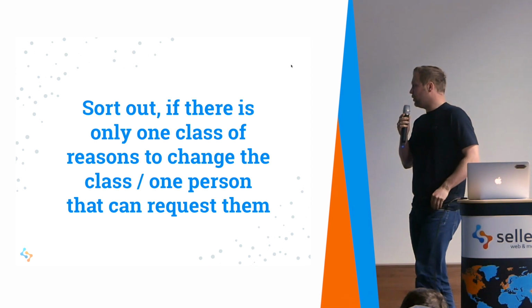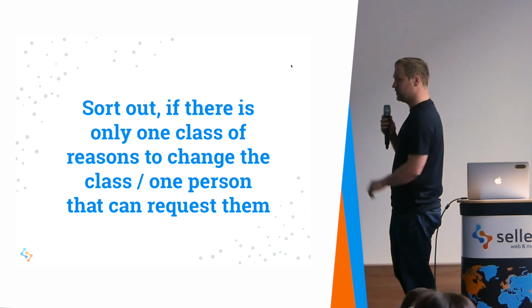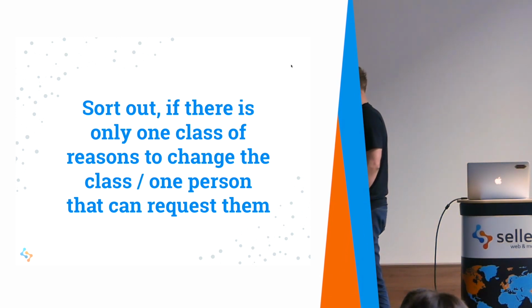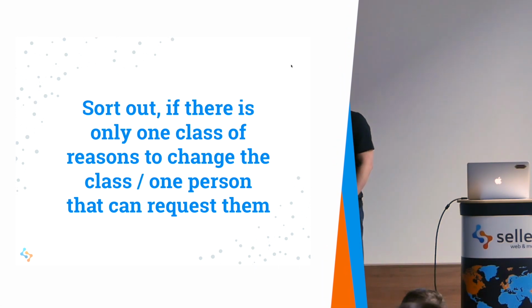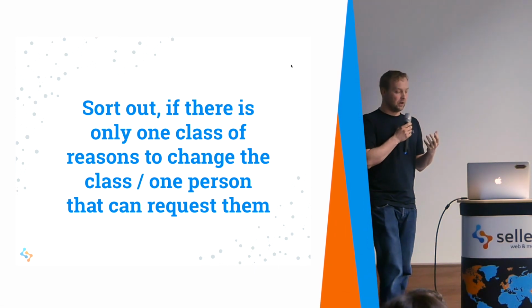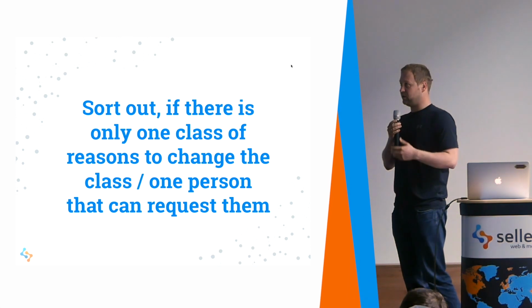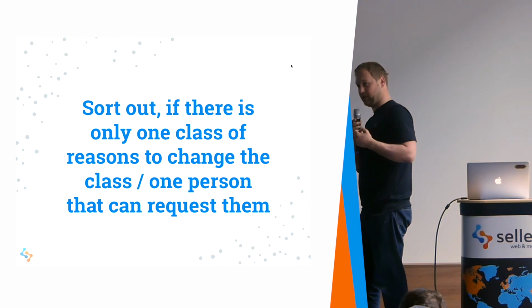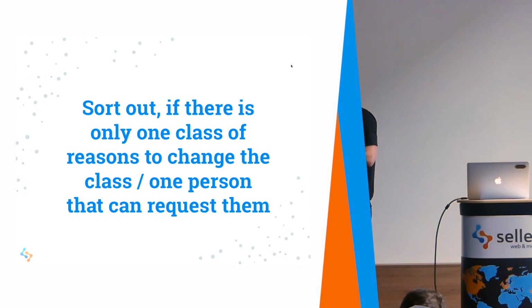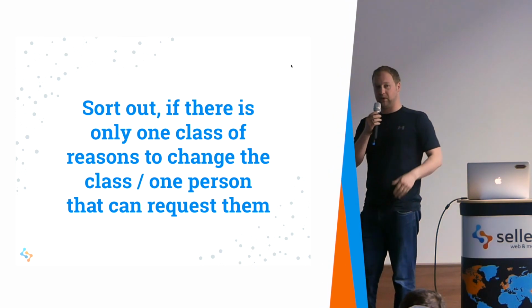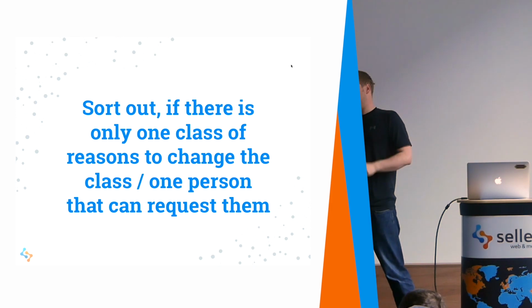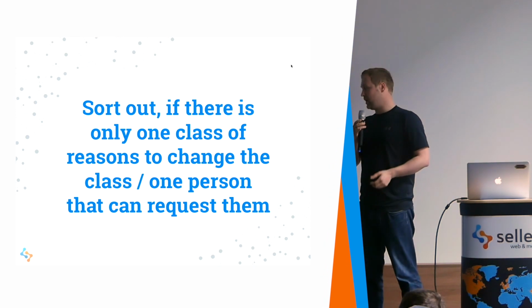And probably the last part of this sentence is also important. There's one person that can request them. So if you'd like to identify if there is only one class of reasons to change something, then think who might want to request this thing, right? This is basically to prevent coupling between unrelated things and draw boundaries around them.